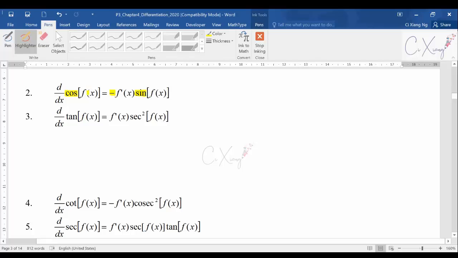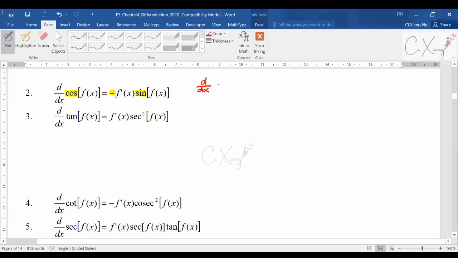Then the process is still the same. When you differentiate the cos, you get negative sine. Then you copy back the angle, and after that you differentiate the angle to get f prime x, and you multiply it with your answer. So let us have a look here.